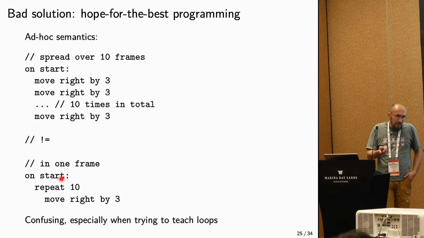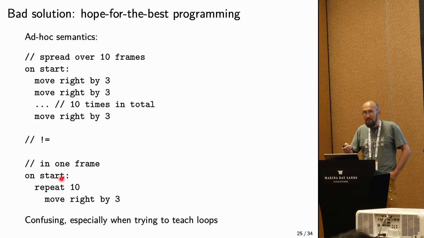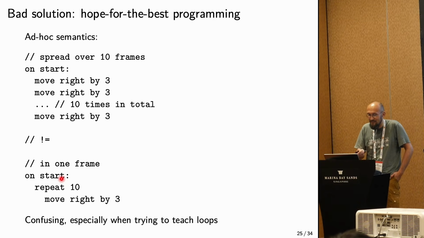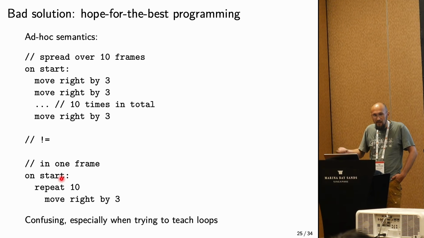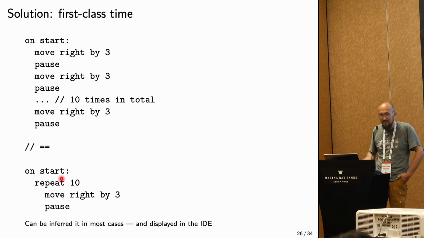But not only is it bad because it leads to counterintuitive results, it's also confusing, especially when you're trying to teach loops, and the loop is not a sequential composition of the number of times the loop is taken. Like this is super baffling, right? If you can't express loops in terms of simpler things, then it's just very confusing. Again, does it have to be like that? Well, no. We can have first-class time.